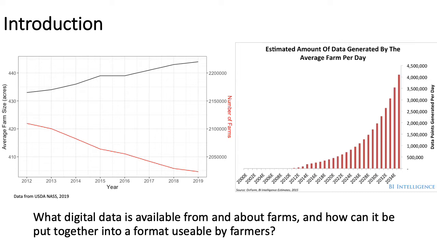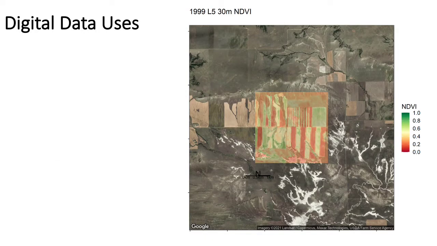So this presentation is about what data is out there available on farms and for farms, and how do we put it together into a format that's usable by farmers. An example of one type of data that's available from farms or about farms that we gather from satellite imagery is NDVI, which is a vegetation index, basically measuring the greenness.